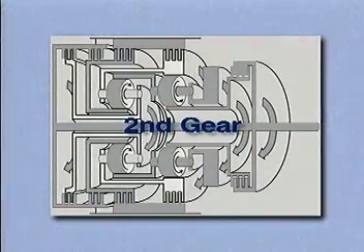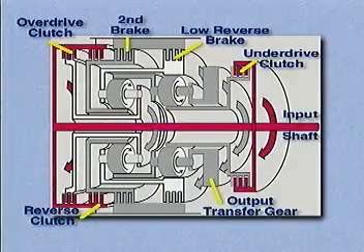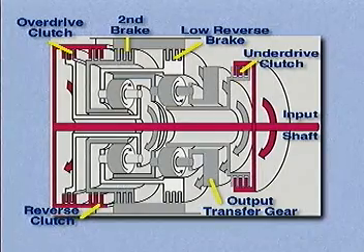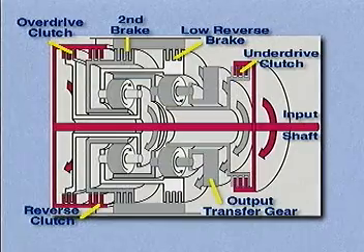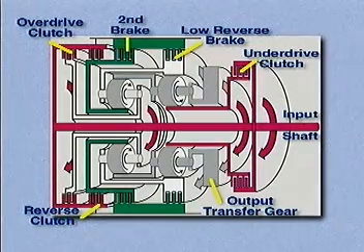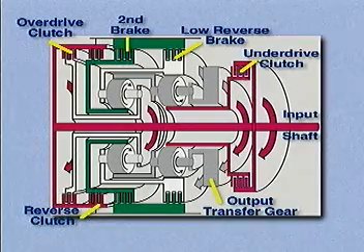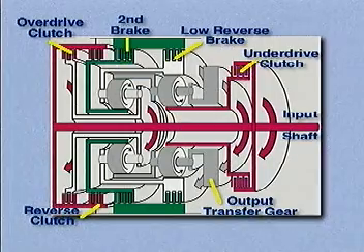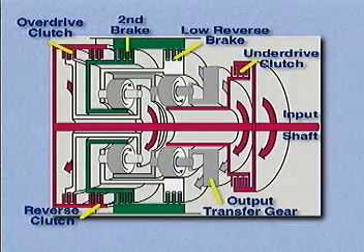The shift to second gear applies the underdrive clutch and second brake. In second gear, power from the input shaft is transmitted through the underdrive clutch to the underdrive sun gear. When the second brake is applied and the low and reverse brake is released, the reverse sun gear is stopped and the drive force from the output annulus gear causes the overdrive pinion to orbit around the reverse sun gear and the overdrive planetary carrier turns clockwise.